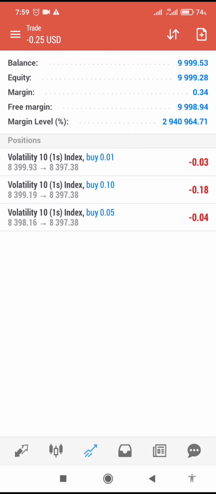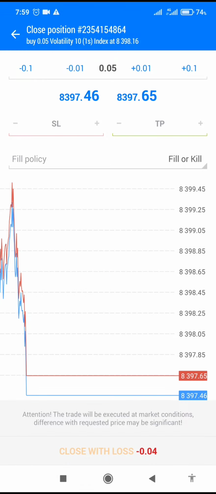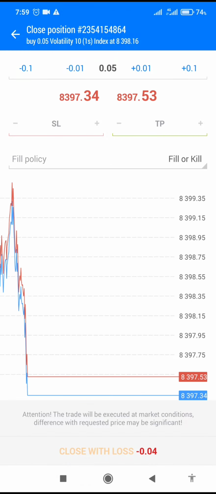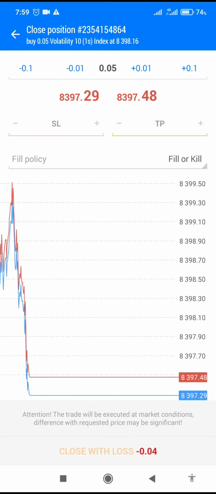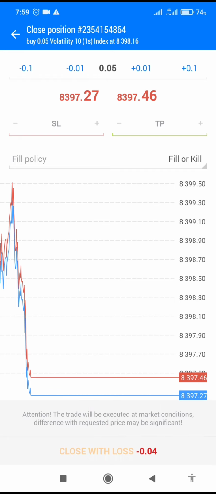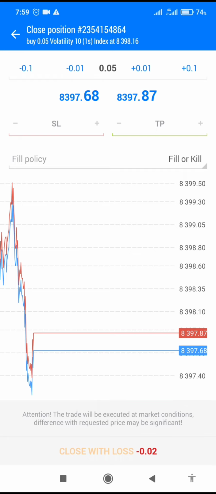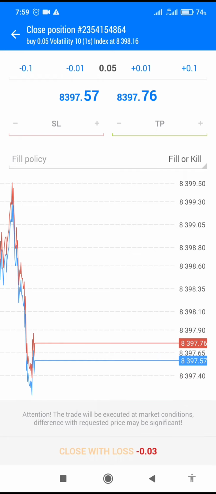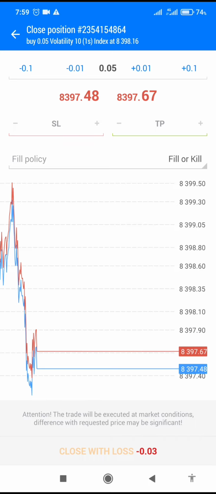Now let's talk about how you can close your trade. Use the same method of closing that trade. Tap on it like this, or hold it down like this, then go to close position. Now we're on close position. Check below, you can see that we have close with loss of minus 0.04. If I click on it, I won't be able to close because it's blank. Once you manipulate it like this, you'll not be able to close that trade directly, except you add that original lot size back to it.